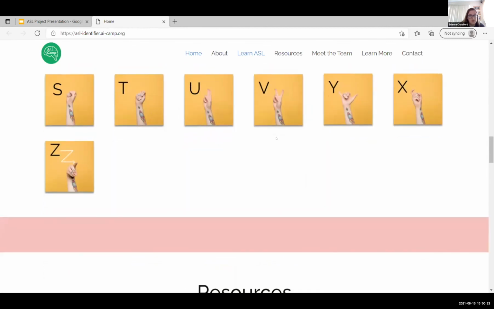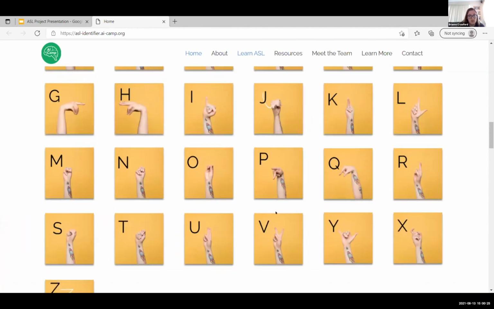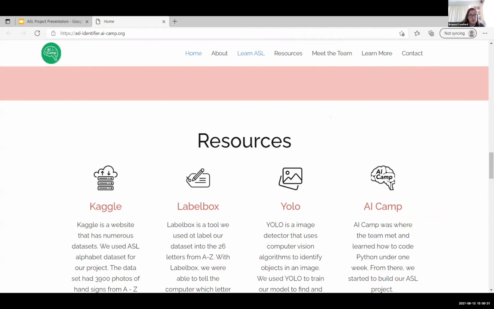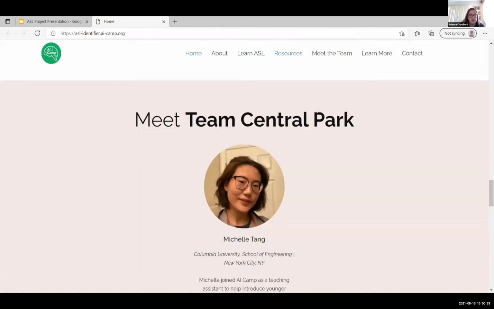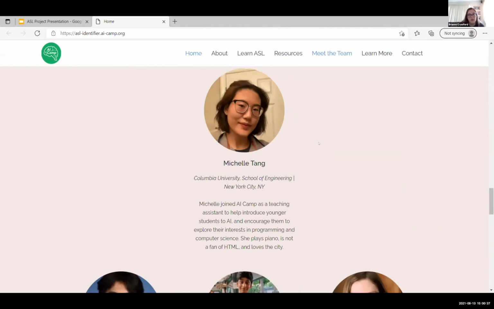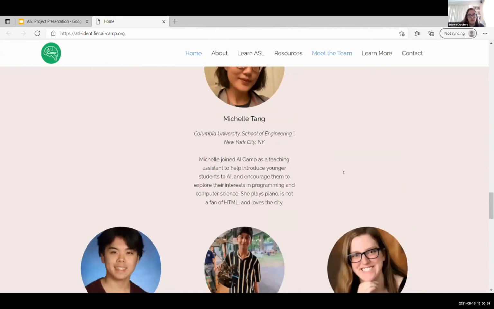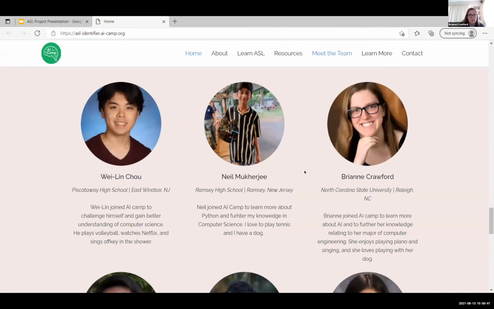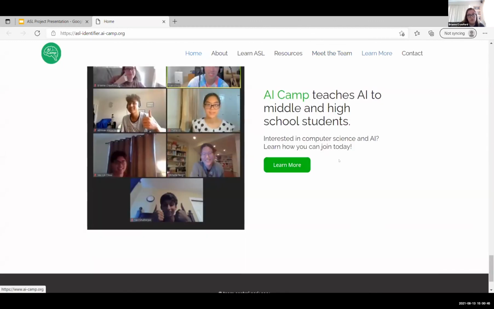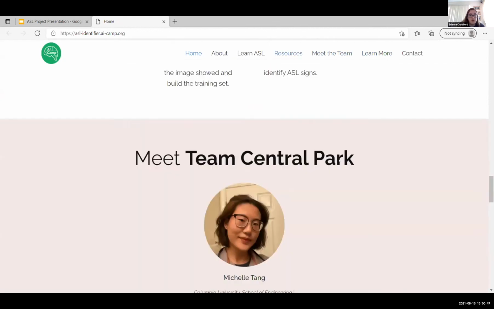It has each of the letters. You can see J and D. Those both require movement, so those are a bit wonky. We have the resources we used, and these are our bios. So we got Michelle, who's best TA ever. Michelle, you're great. And there's our beautiful people. And then this will connect you to the AI Camp website, just generally.